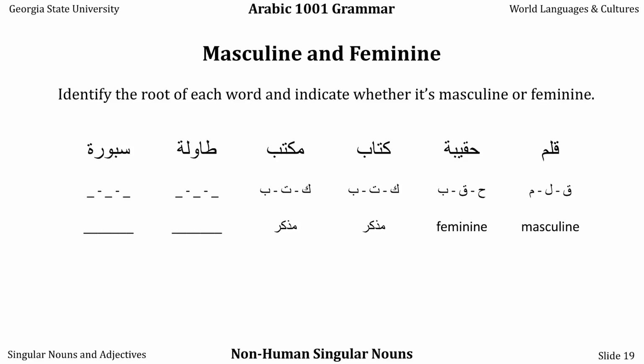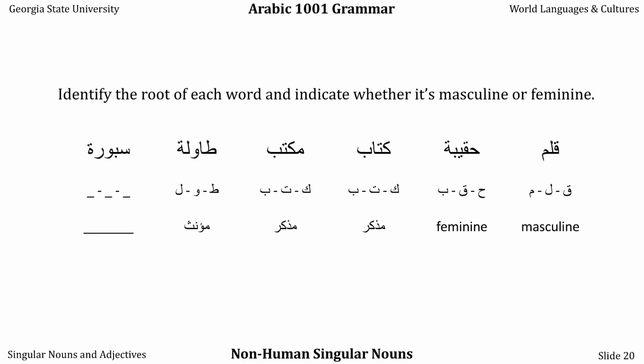Next, we have tawila, table, and you'll be able to sort out pretty soon that its root is ta, waw, and lam. Don't worry about it right now. Again, this is a skill you're going to develop passively as we go through these lessons. And this word ends with ta marbuta, so we know that it's mu'annath or feminine as well. Say mu'annath out loud. Try to get the uh-oh sound in the middle of the word, mu'annath.